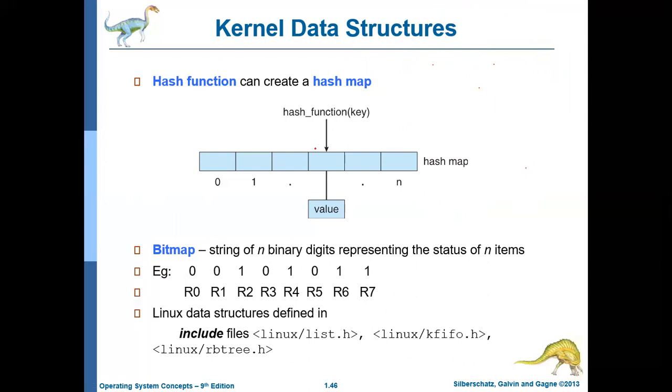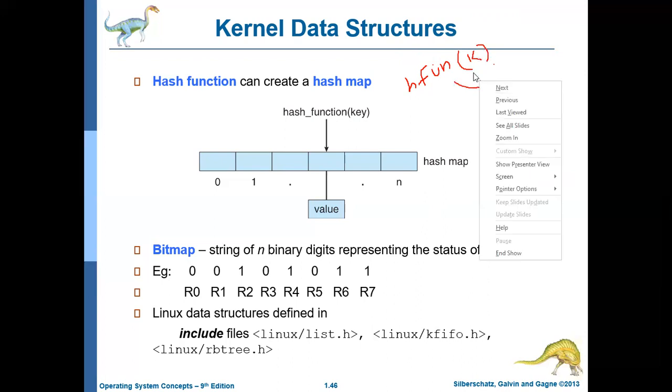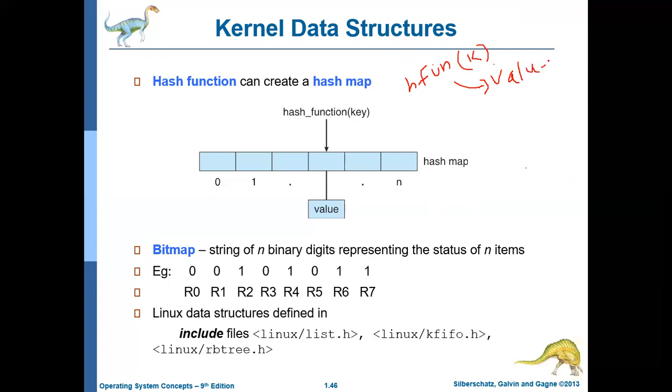So the hash function takes a key as input. Let me call the key k, and when you execute the hash function, it provides the output. The output here we call the value. This type of thing is called a hash map. That is, the key is mapped to a particular value, so whenever you give a particular key, the value comes out.